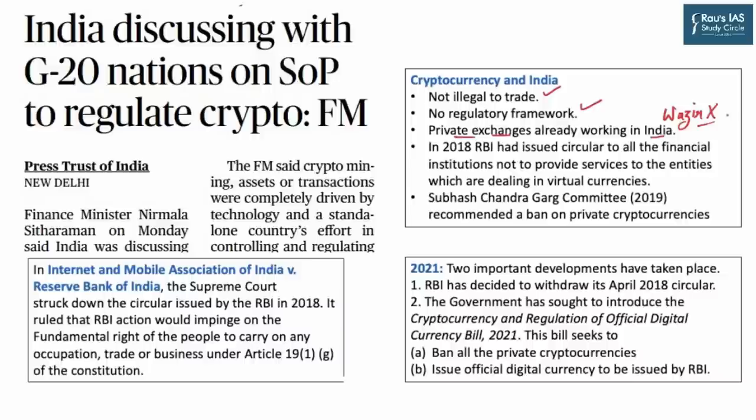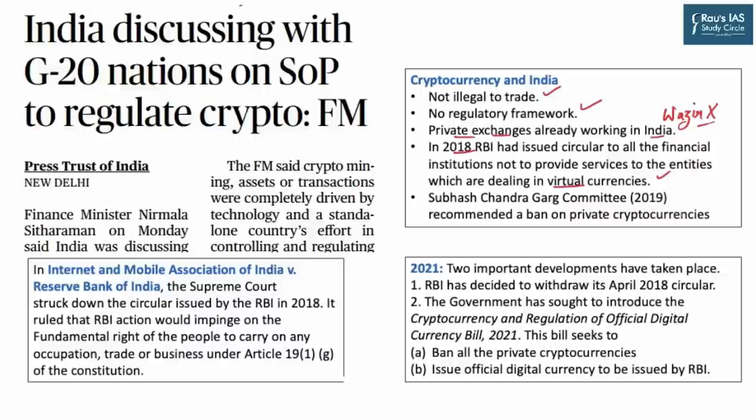However, when it comes to the government's stand on cryptocurrency, we will observe that it is yet evolving. Take for instance, in 2018, the RBI issued a circular to all the financial institutions, including banks, to not provide services to entities which are dealing in virtual currencies. The term used by the RBI was virtual currencies.